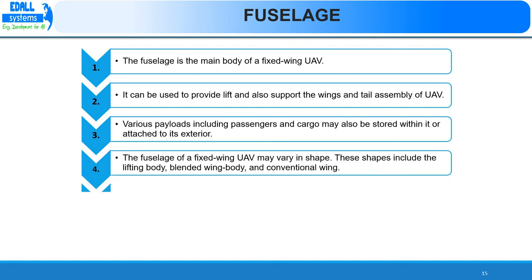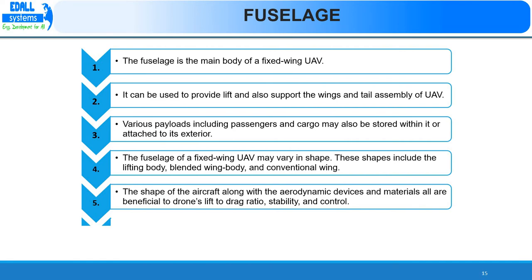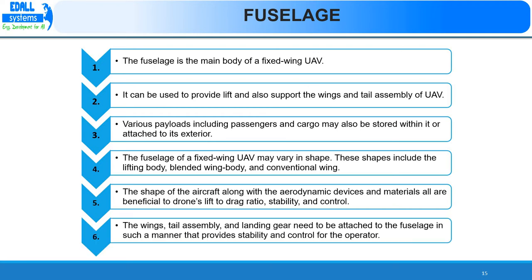The fuselage of fixed-wing UAV might vary in shape. These shapes include lifting body, blended wing body, and conventional wing. The shape, aerodynamic devices, and materials of the aircraft are all beneficial to drones' lift-to-drag ratio, stability, and control. The wings, tail assembly, and landing gear must be attached to the fuselage in such a manner that it provides stability and control for the drone operator.